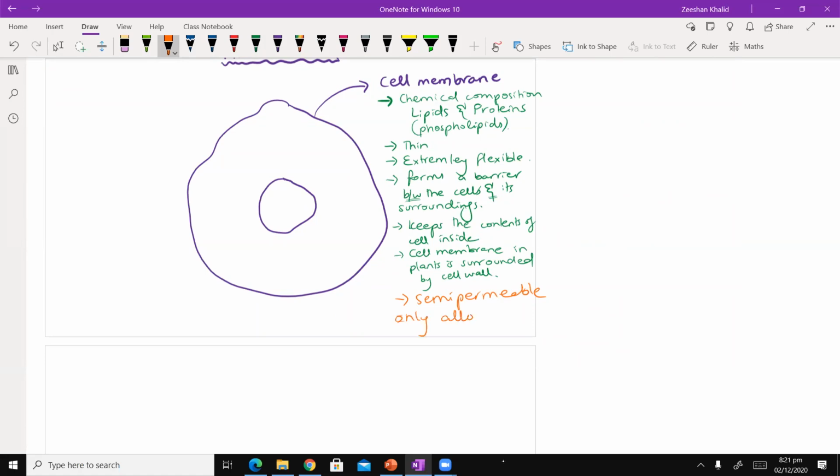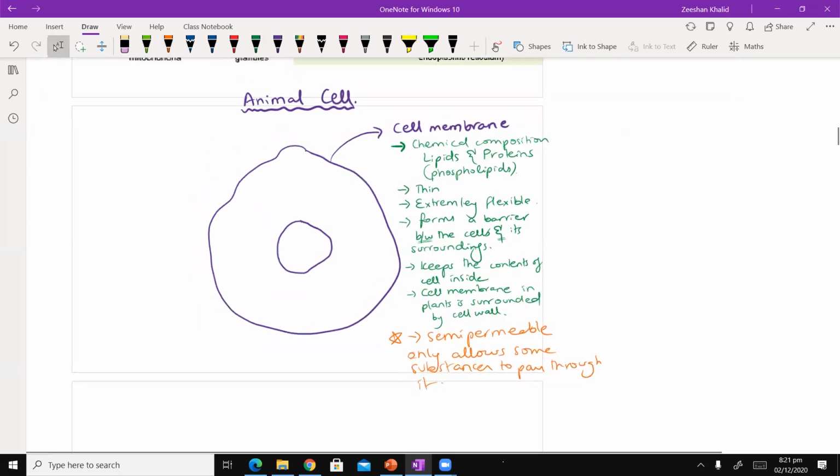Only allows some substances to pass through it. You get it? So that's very important. Honestly, the most important point is the one that I've written in orange. So that's as far as the cell membrane is concerned.